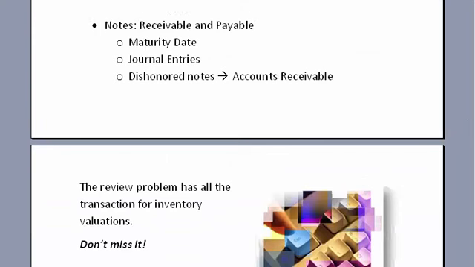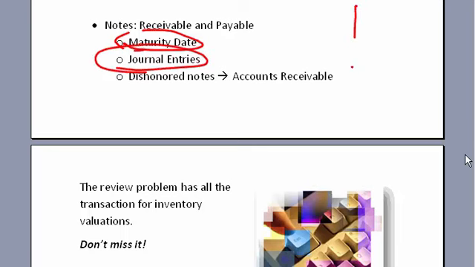Notes receivable and notes payable. Your book goes through the explanation. I don't think I need to go through it any more than just to mention, watch the dates on the maturity dates, because with notes receivable and notes payable, you have to count it by the days. You make the journal entry to record the payment.